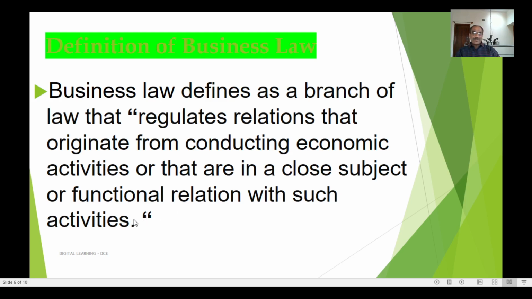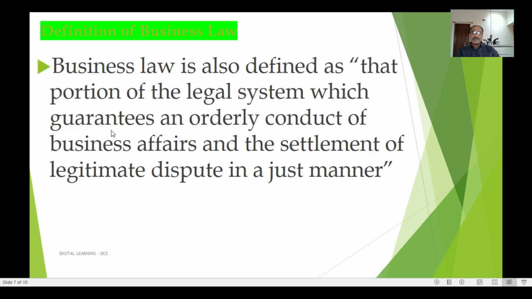Therefore every person who is doing business or practicing business activities has to observe the business law, because it is the guide for business people and it states the rules and regulations for them. So next, let us come to know one more definition of business law.